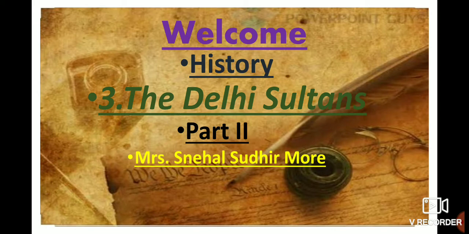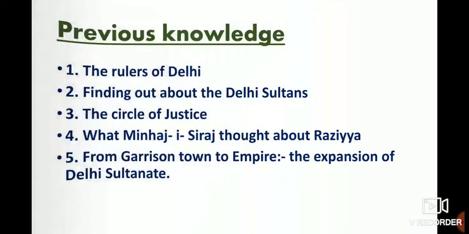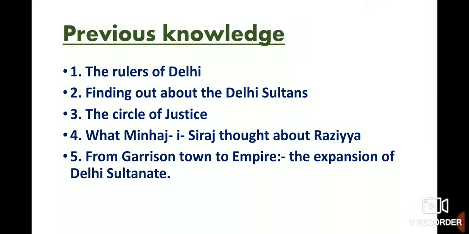Part 1 we have already learnt in the last session. Now let's quickly revise the points which we learnt in the last session: the rulers of Delhi, finding out about the Delhi Sultans, the circle of justice, what Minhaj-i-Siraj taught about Razia, from garrison town to empire, the expansion of the Delhi Sultanate. These were the points which we learnt in the last session.